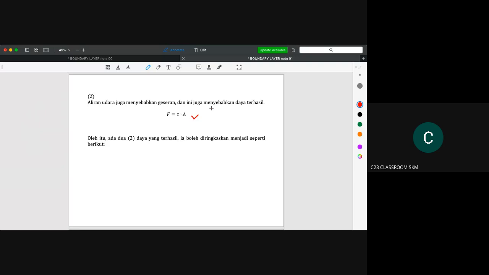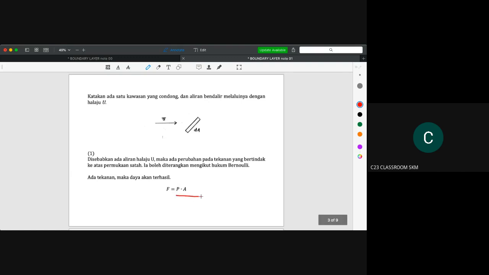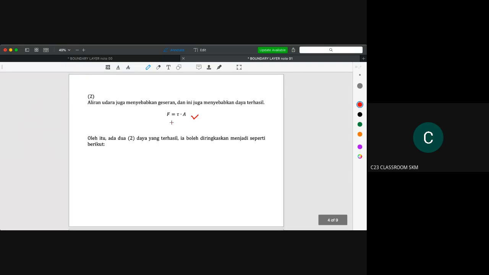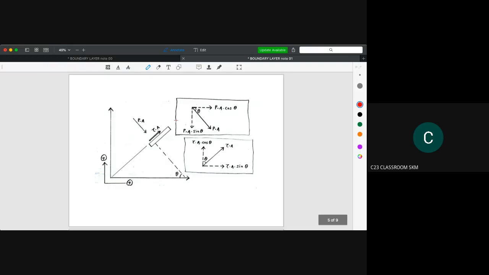Because we have two forces here, one is the force that comes from the pressure because of the difference in velocity, and the other force comes from the resistance, the shear stress. What we need to do is total up all the forces that occur on that area. So we start with our free body diagram like this. For example, we have this small area here, dA.